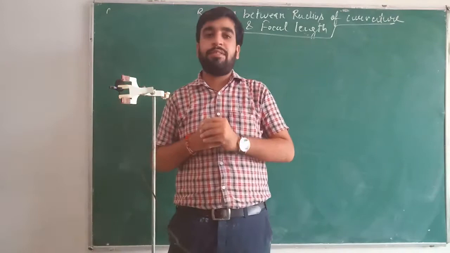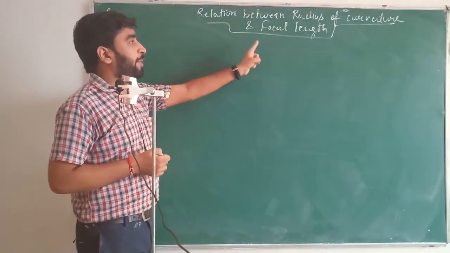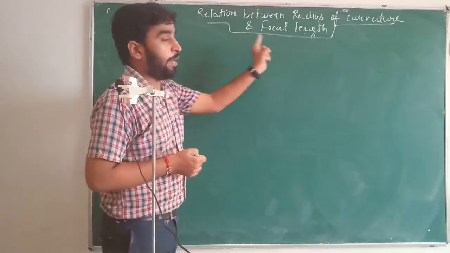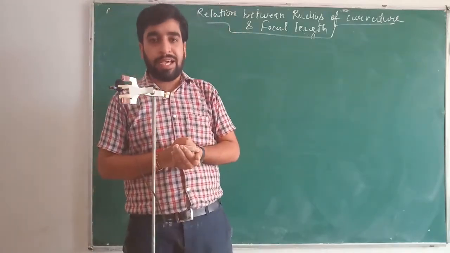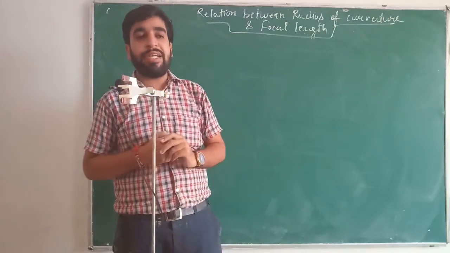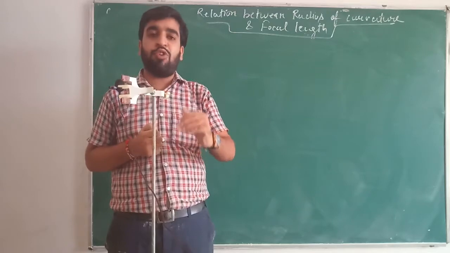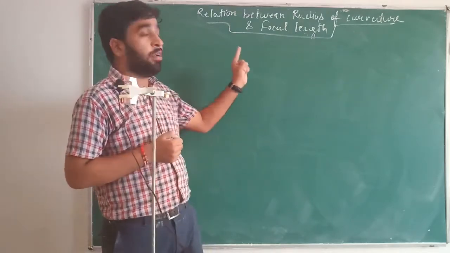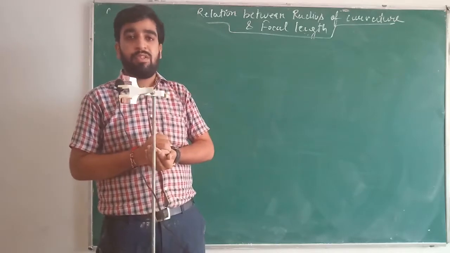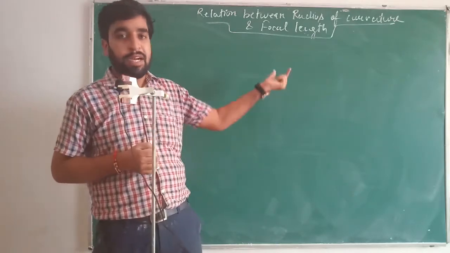Good morning, students. So now we are going to plot a relation between radius of curvature and focal length. So students, this is going to be a generalized topic. We are not going to study it for convex mirror or concave mirror. Actually, we are going to study it for both. So in short, we can say we are going to study this relation for a spherical mirror. So one by one I will plot both and I will just make you familiar with this condition.